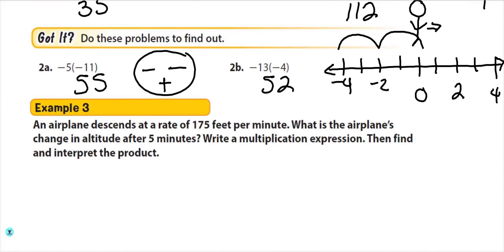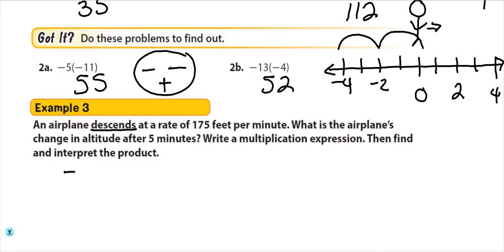It says an airplane descends at a rate of 175 feet per minute. What is the airplane's change in altitude after 5 minutes? Write a multiplication expression, then find and interpret the product. So what we have is the keyword descend. Those of you that are in music should know that a decrescendo means we get really, really soft, and a crescendo means we get really, really loud. So we're going to go down.